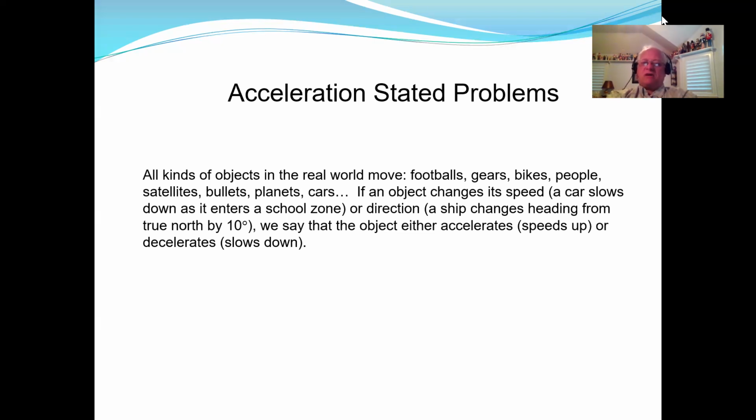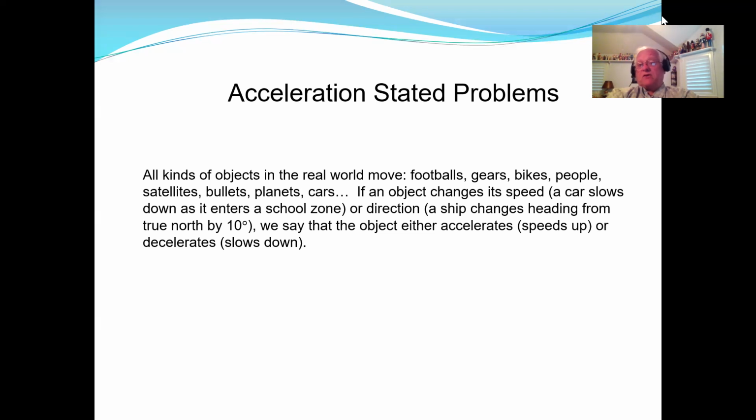And if an object changes speed, if it slows down or speeds up, for example, a car slowing down as it enters a school zone or as it approaches a red light, then it's accelerating or decelerating. Of course, deceleration is simply a negative acceleration.